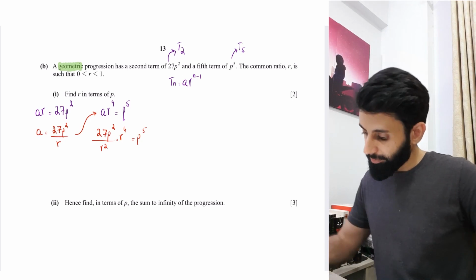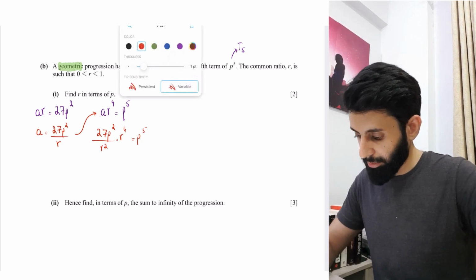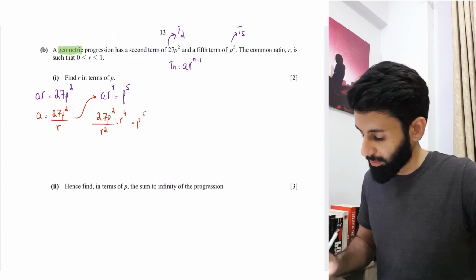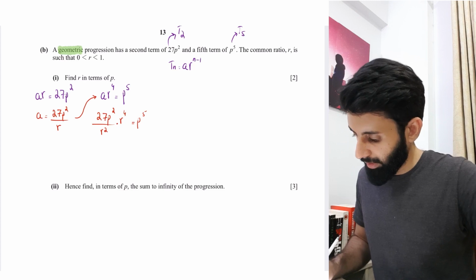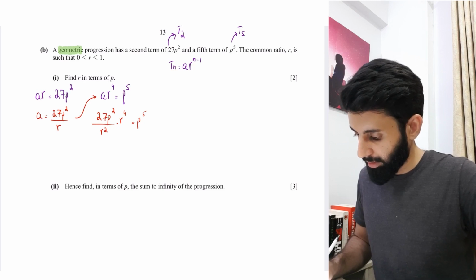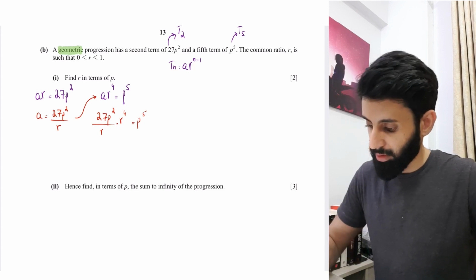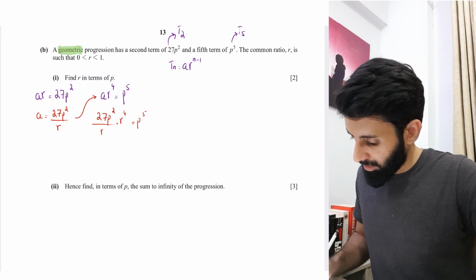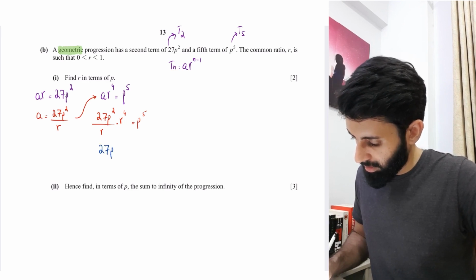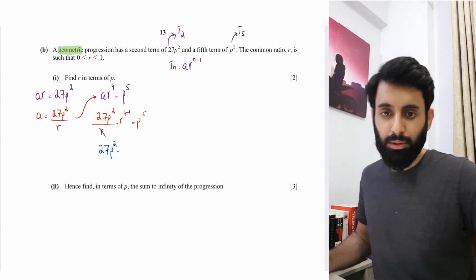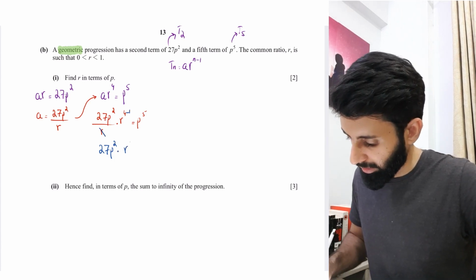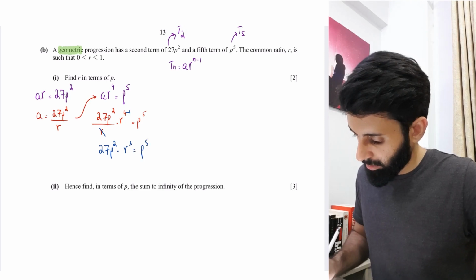Now, there's a lot of simplification that needs to be done before we can find out what r is equal to, so let's do that. So you have r to the power 4 and r to the power 1, sorry, it's not square, it's r to the power 1. That means you're looking at 27p squared. The r from the denominator will cancel out and reduce the power of 4 by 1. So we're looking at r cubed is equal to p to the power 5.